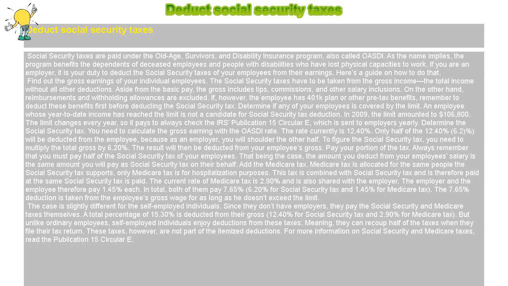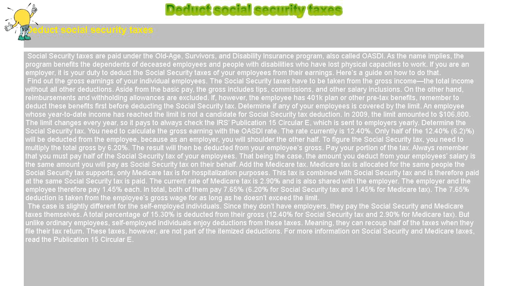Deduct Social Security taxes. Social Security taxes are paid under the Old Age, Survivors, and Disability Insurance Program, also called OASDI.